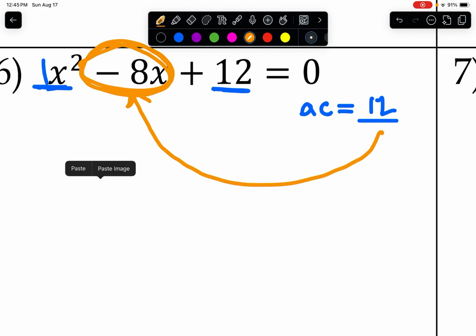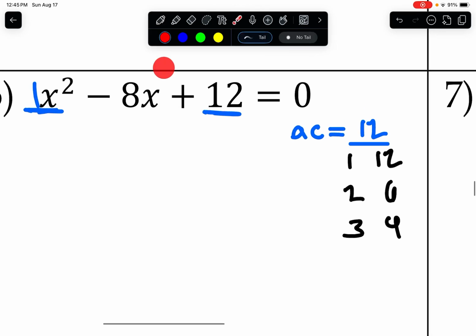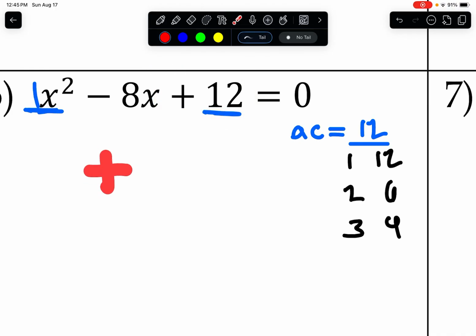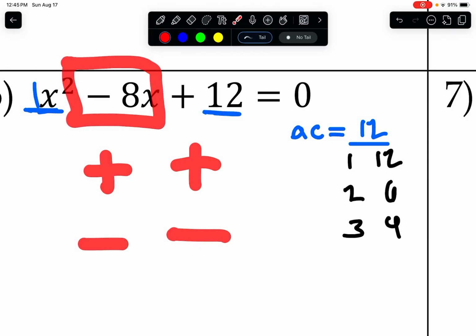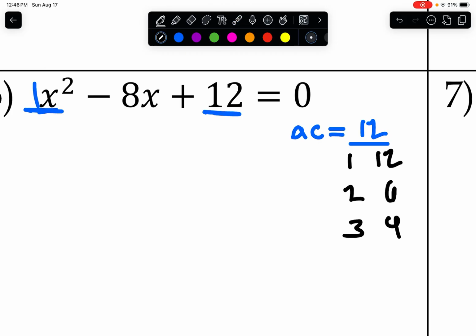So include that negative if that negative is there. So my factors of 12, we have 1 and 12, 2 and 6, and 3 and 4. So I can see that my values need to multiply to a positive. So that means both factors should either be positive, positive, or negative, negative. Now if my factors add to a negative, that means I need 2 negatives.